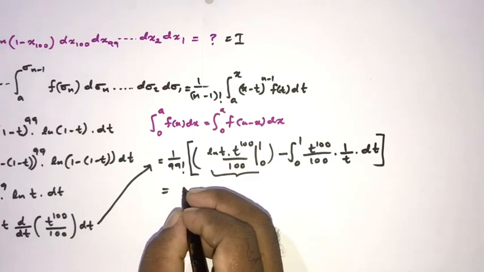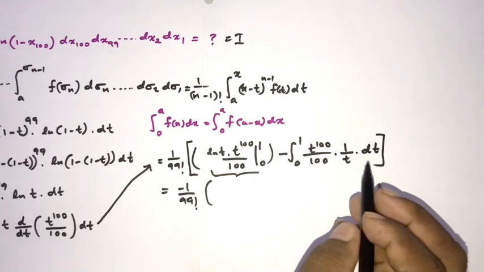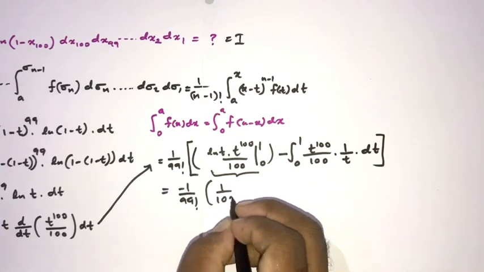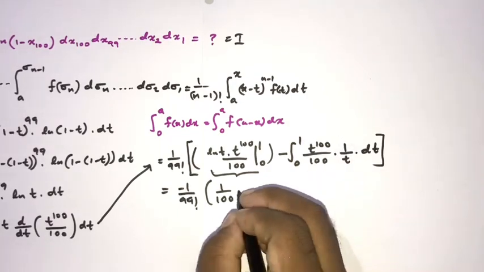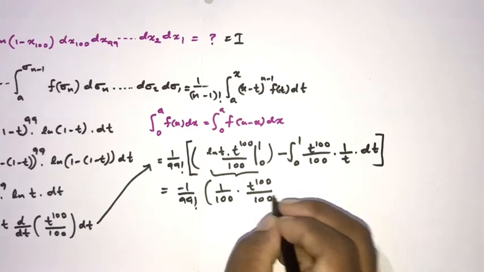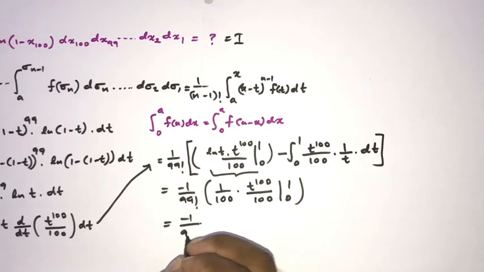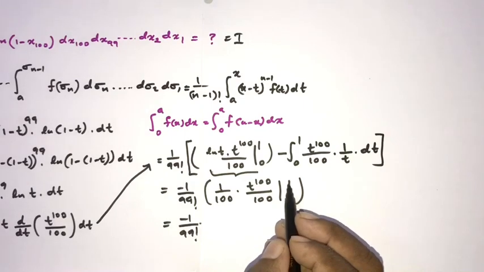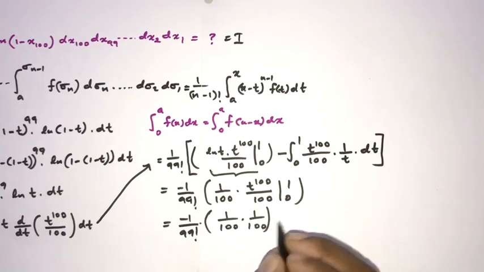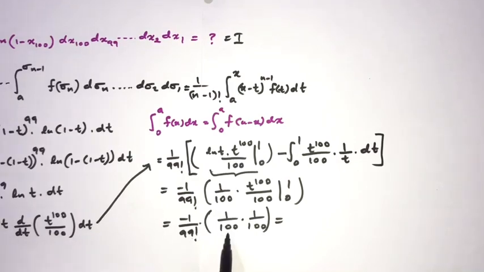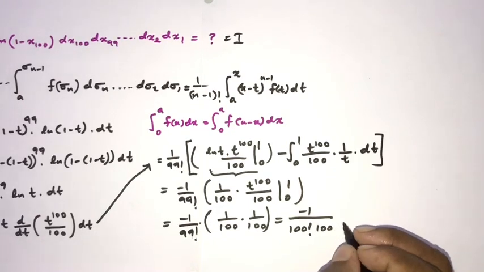So we have minus 1 over 99 factorial times, now we know 1 over 100 is a constant, and here t gets cancelled. Integral from 0 to 1 of t to the 99 power, we know, t to the 100 power over 100 from 0 to 1. Then minus 1 over 99 factorial, and if we apply the limit, we have 1 over 100 times 1 over 100. Now we know 99 factorial times 100 is equal to 100 factorial, so we have 100 factorial times 100. This is the answer.